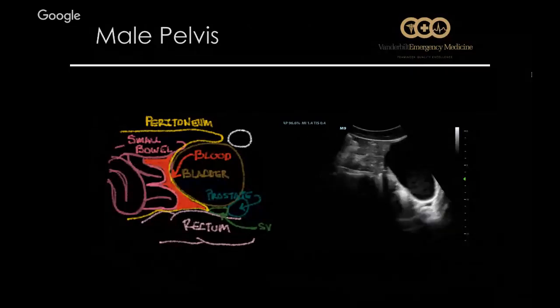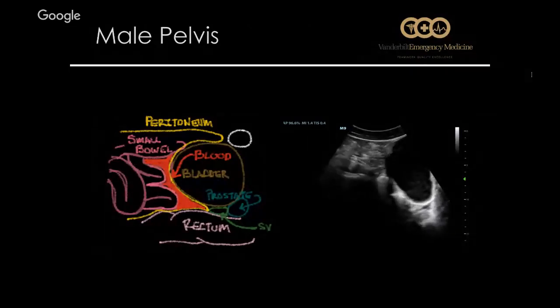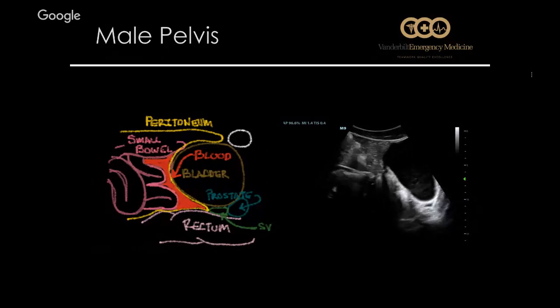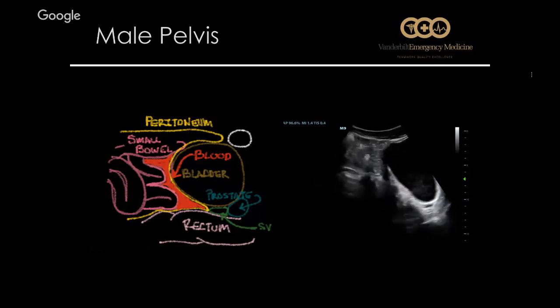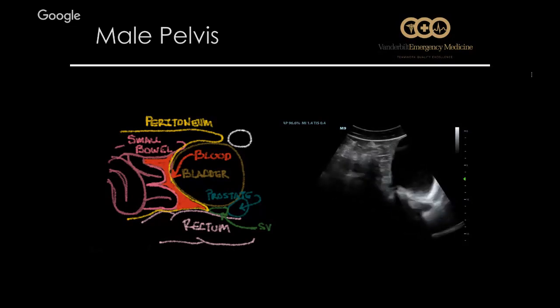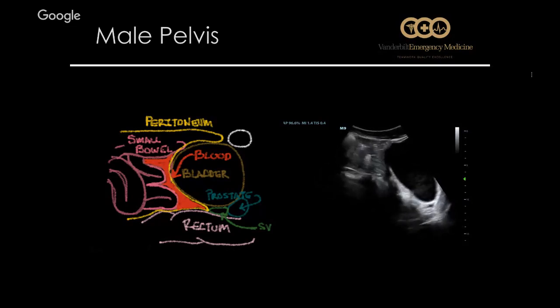Here's a clip. This time, the prostate and seminal vesicles are just off the screen to the right. On the ultrasound image, there's a really large bladder. And you can see there's just a tiny collection of pointy black free fluid inferior to the bladder.